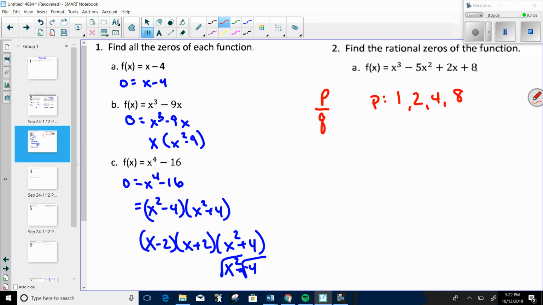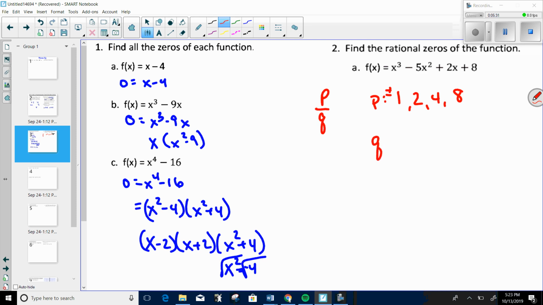All I'm doing is looking at all the different ways I can factor to get 8 using integers. Then I need to put a plus and minus in front of each one, because each of these numbers could be positive or negative. If you get 8, that could be a positive 1 and a positive 8, but it could also be a negative 1 and a negative 8 to give me a positive 8.